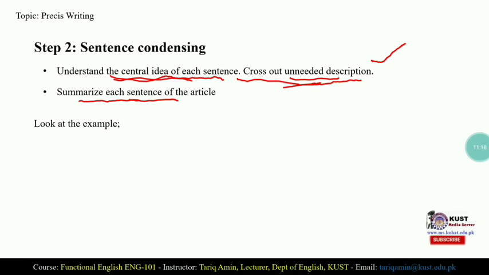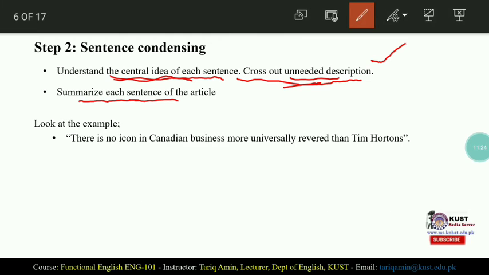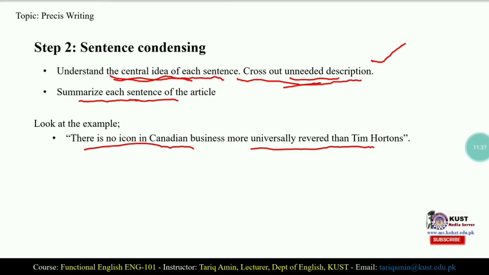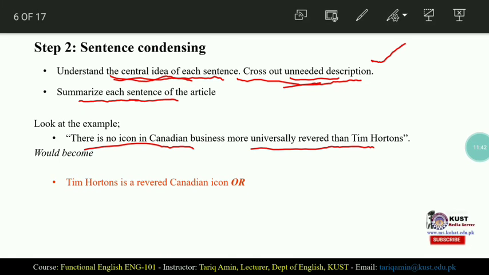Let's discuss it with the help of an example. The example is: there is no icon in Canadian business more universally revered than Tim Hortons. Now we need to cross out unneeded description from this sentence, and after that we need to summarize it. There are two possibilities. It could become: Tim Horton is a revered Canadian icon. We can write it in this way.